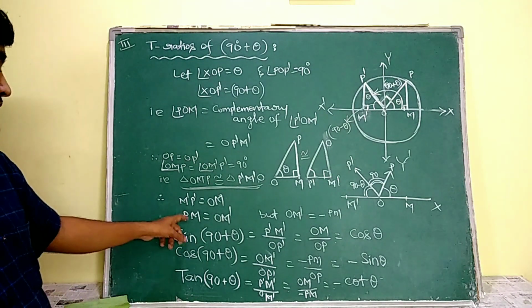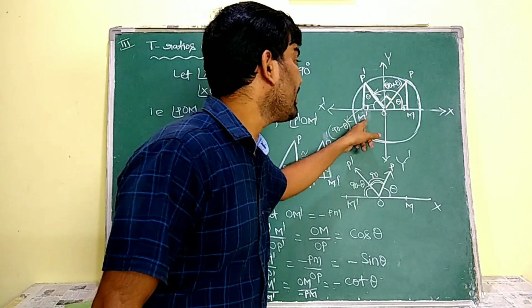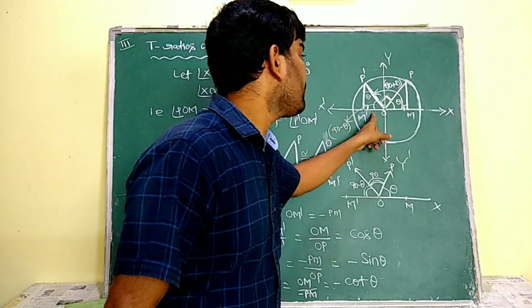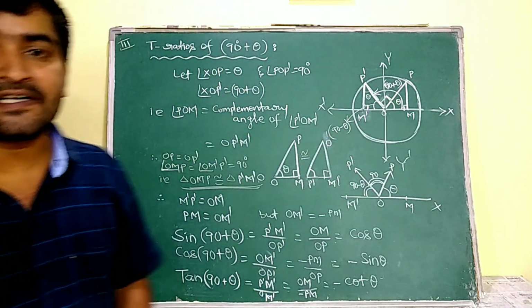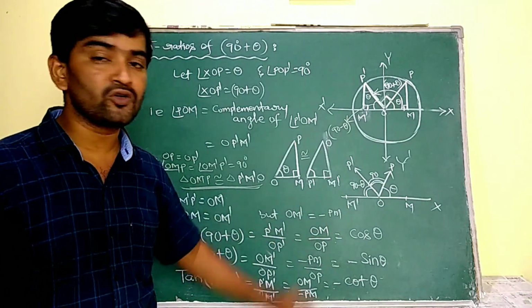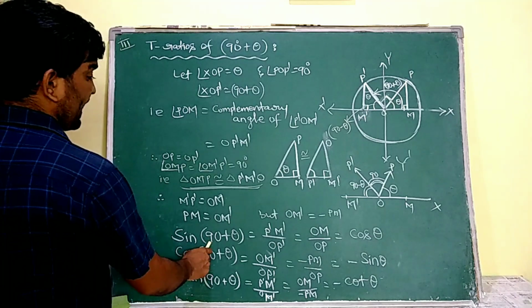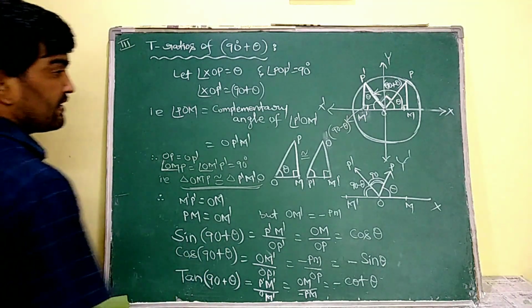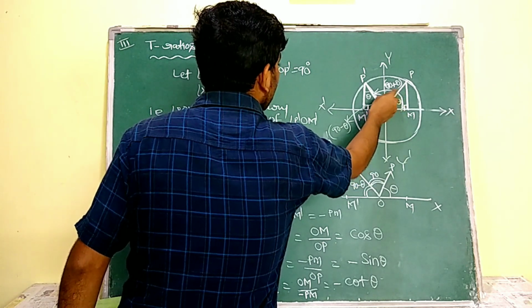Understand? But this OM dash is negative here, see. This OM dash is negative. PM and OM dash are same, but algebraically they have different signs. That is what I am writing here. Okay, OM dash is equal to minus PM. So now consider sine 90 plus theta. See, up to this theta and it is 90. So it is 90 plus theta here.